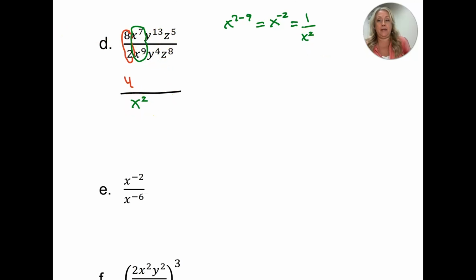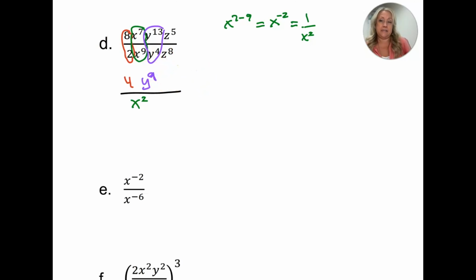All right, let's look at the y's now. So taking a look at this, y to the 13th over y to the 4th. Again, we can think about, where are there more y's? Well, there's 13 on the top, 4 on the bottom, so more in the numerator. How many more are there in the numerator? Well, 13 minus 4 is 9, so y to the 9th goes in the numerator.